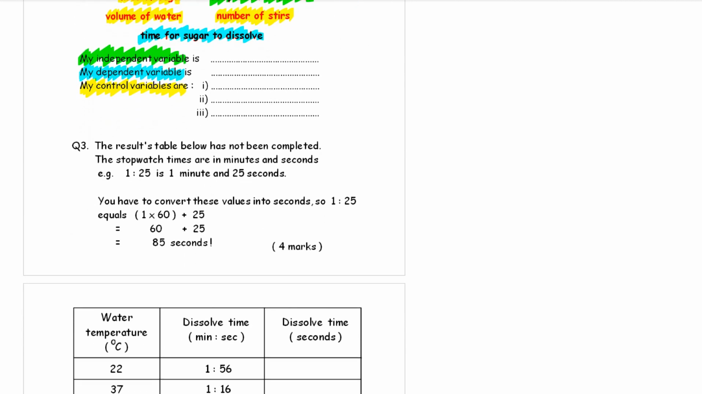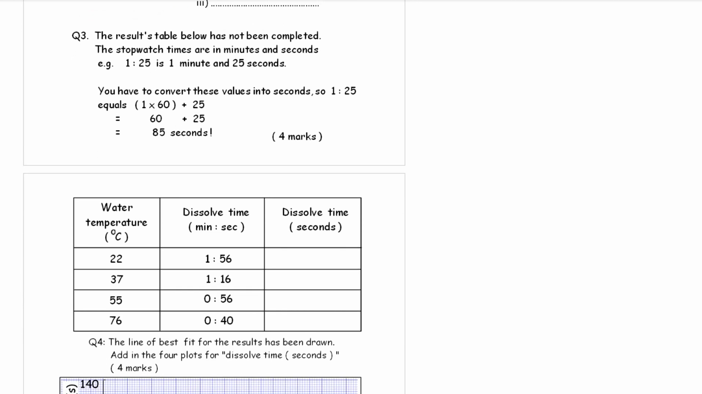Now, question 3. The results table below is not being completed. The stopwatch times are in minutes and seconds. So 1.25 means 1 minute 25 seconds. Now you have to convert that into seconds. Now 1 minute is 60. 25 seconds, 25. Add them together, 85 seconds in total. Here's the answers in seconds.